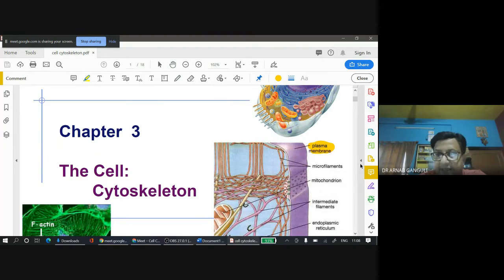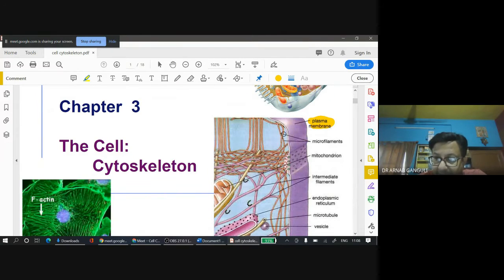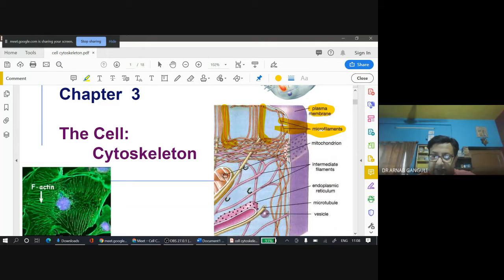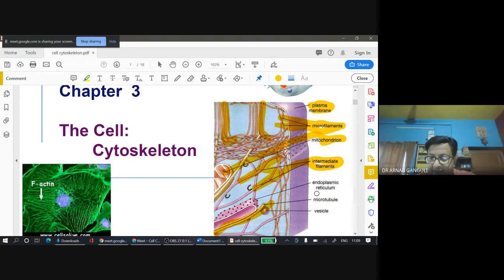You have the plasma membrane, which is covering the cell. Inside the plasma membrane, you have one type of filament known as the microfilaments. These brown colored fibers which you are seeing coming down. This is the mitochondria here. Then you have these pink colored filaments, which are known as the intermediate filaments. And you have these thick filaments over here. These are known as microtubules. On top of the microtubules, you find vesicles present. So microfilaments, microtubules, and intermediate filaments together make the cytoskeleton of the cell.